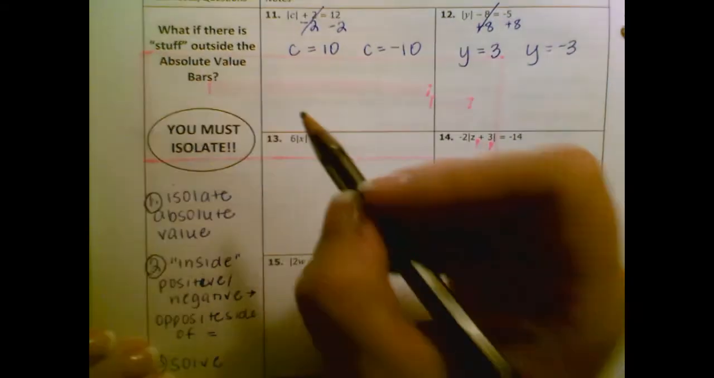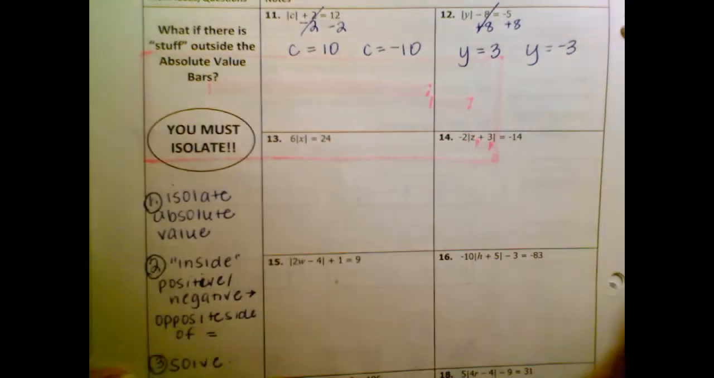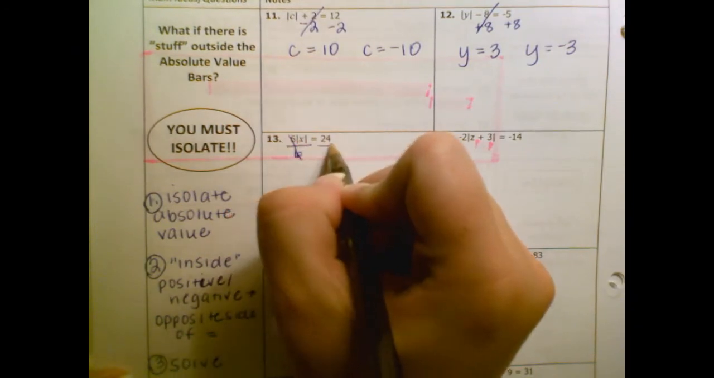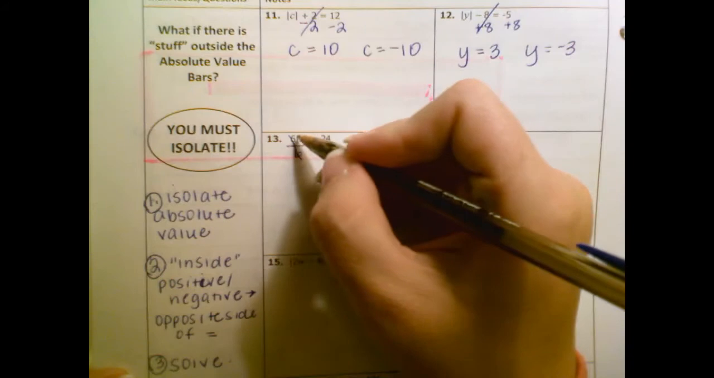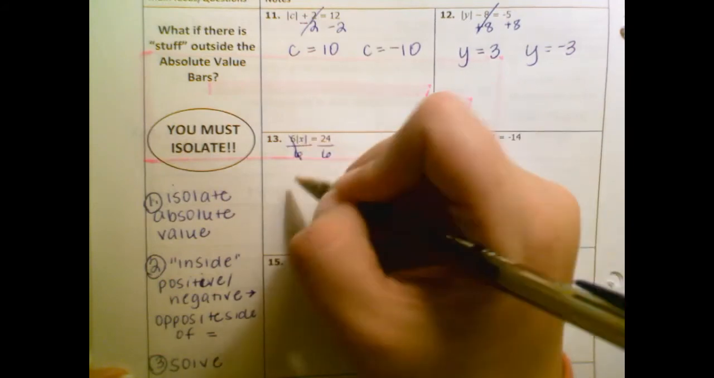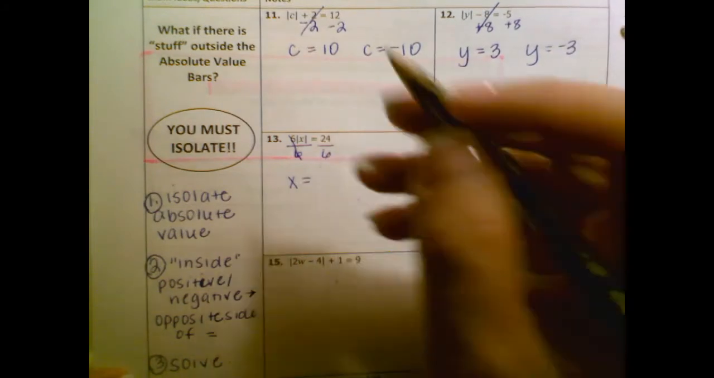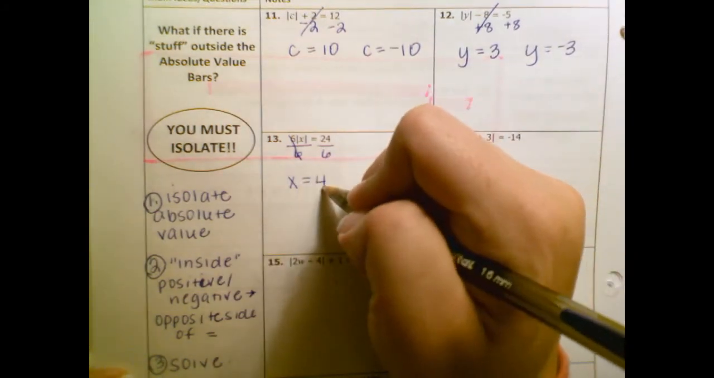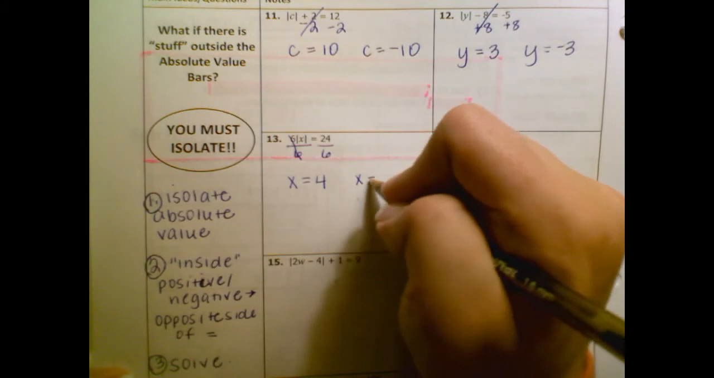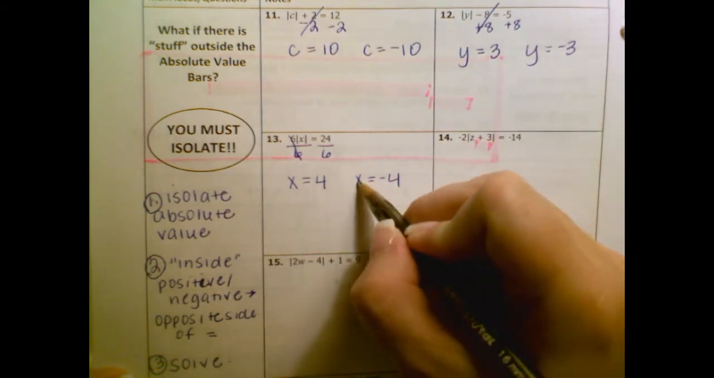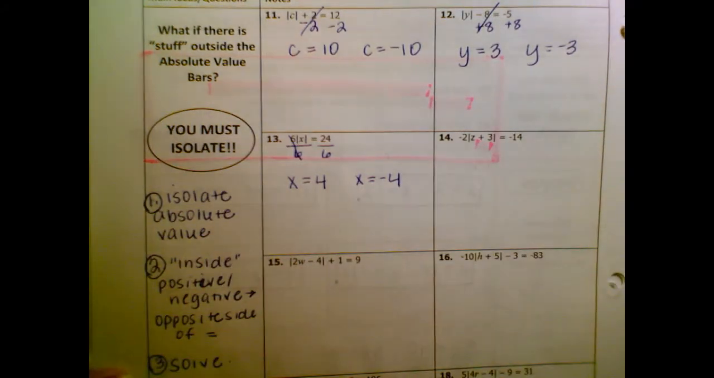Thirteen, absolute value is not isolated. I have the 6 on the outside. I need to get rid of it by dividing. When I divide, that 6 goes away, so the absolute value is now isolated. 24 divided by 6 gives me a 4. Then I make the inside equal to a positive, make the inside equal to a negative.